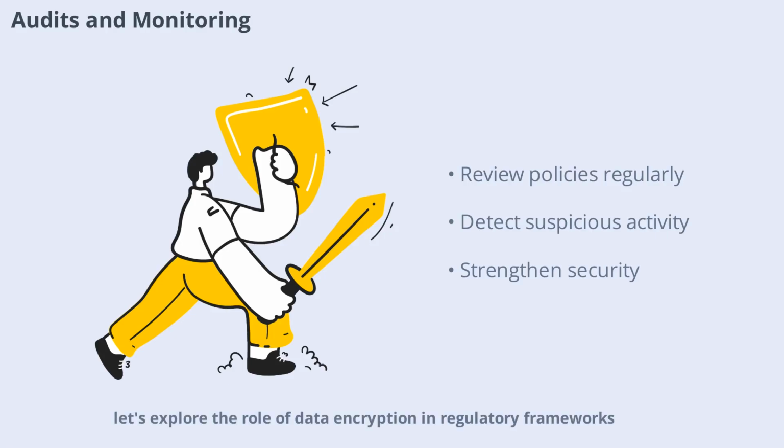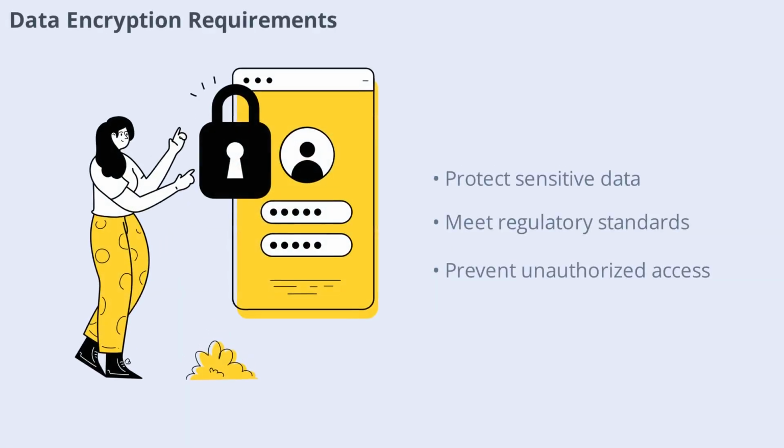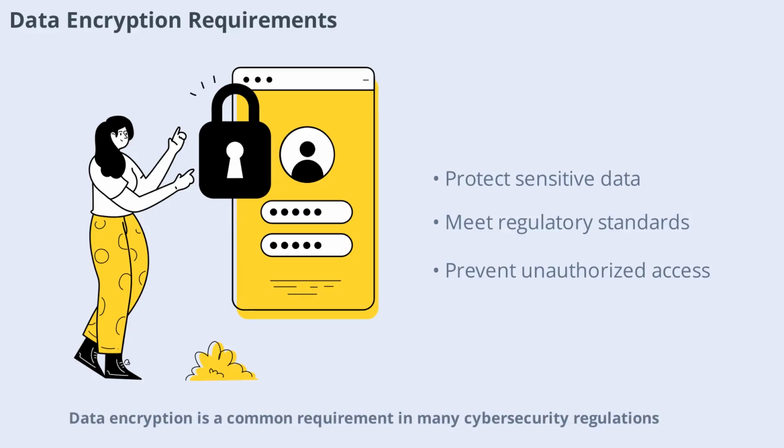Next, let's explore the role of data encryption in regulatory frameworks. Data encryption is a common requirement in many cybersecurity regulations. Encryption transforms information into a secure format that can only be read by authorized users. This protects sensitive data from being accessed or stolen during a breach.